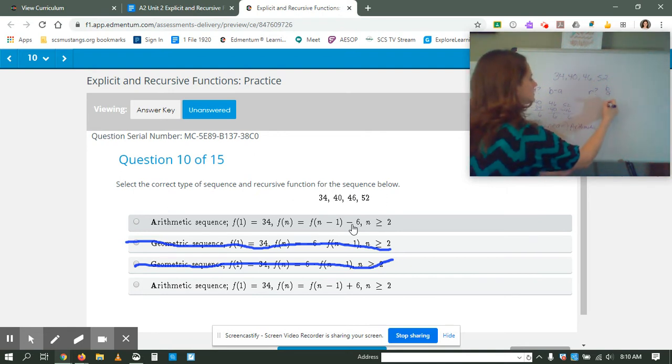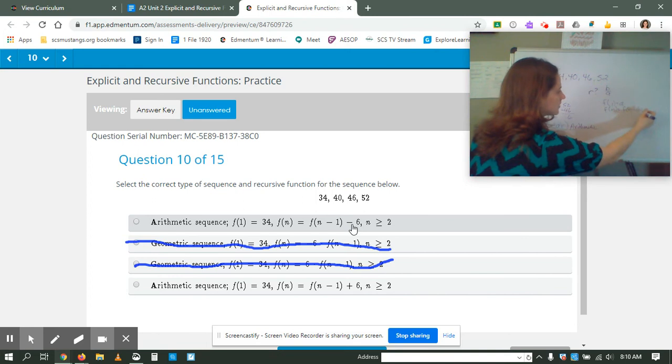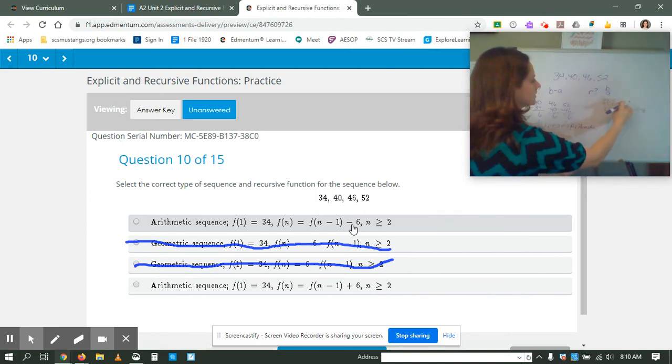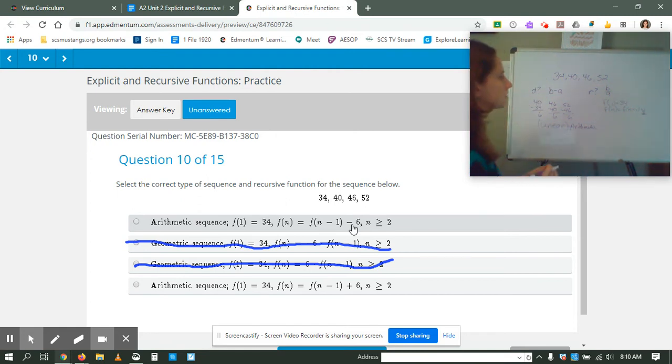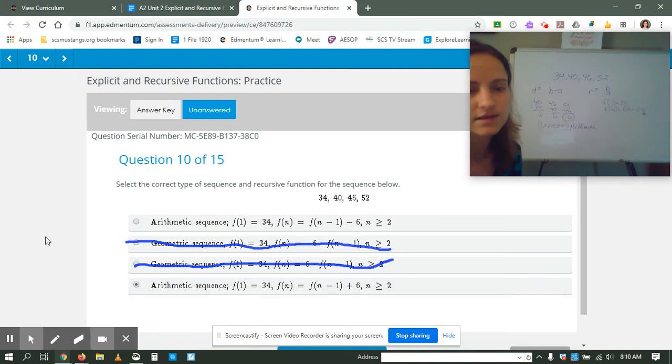So it's looking at f of 1 is equal to a, and then f of n is equal to f of n minus 1 plus d. That's the form it's working with right there. So if we plug that in, f of 1 was 34, like we said earlier. Then all we need to do is find what our common difference is going to be. Well, we found it's going to be plus 6 because they're adding 6 to each of them. So it's not going to be minus 6. It's going to be plus 6, which would make the answer be that one right there.